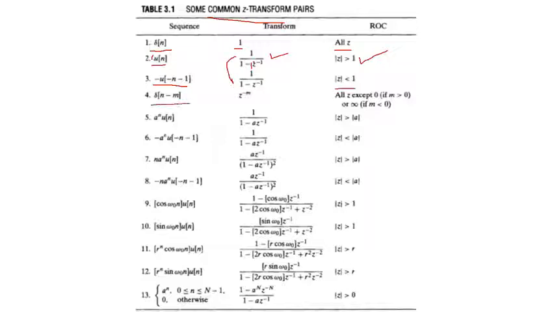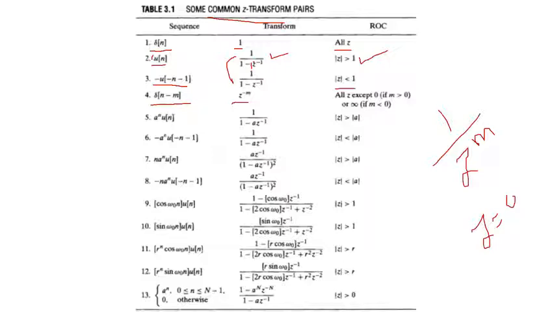For delta of n minus m, the Z-transform is Z raised to power minus m. So we can take all the values of Z except 0, because I can write it as 1 over Z raised to power m. If I take Z equal to 0, it becomes infinity. So I can take all the values except Z equal to 0.